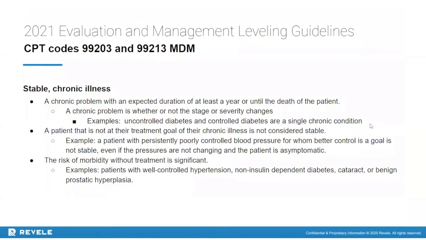For the medical terms for this level would be stable chronic illnesses, which could be a chronic problem with an expected duration of at least a year or until the death of the patient. This could be a chronic problem whether or not the stage or severity changes. An example would be uncontrolled diabetes, and uncontrolled diabetes is a single chronic condition.